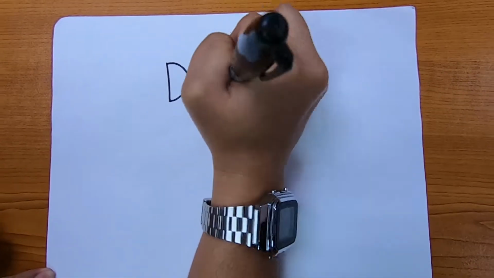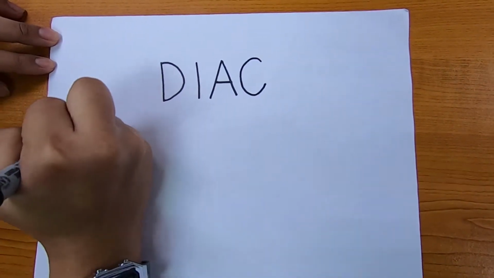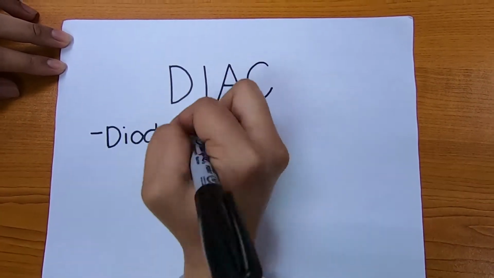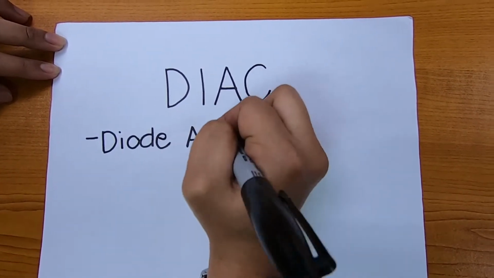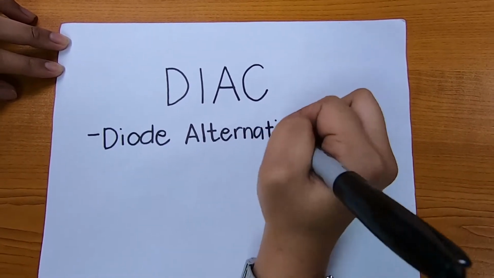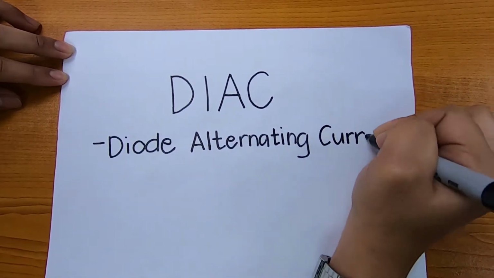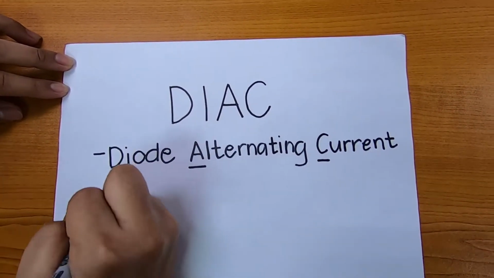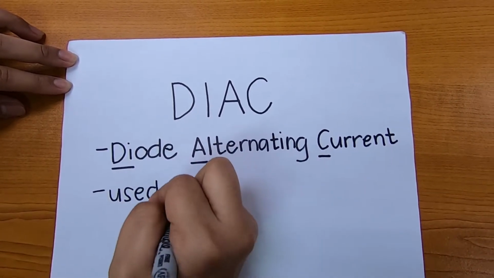DIAC. DIAC means diode alternating current. It is widely used in AC circuits along with TRIAC. A DIAC is used to trigger TRIAC, or triode for alternating current.